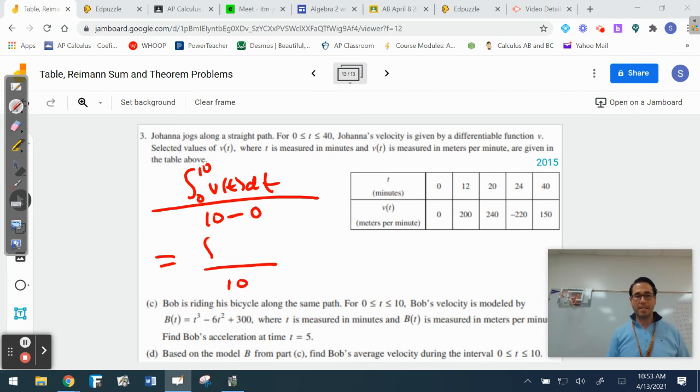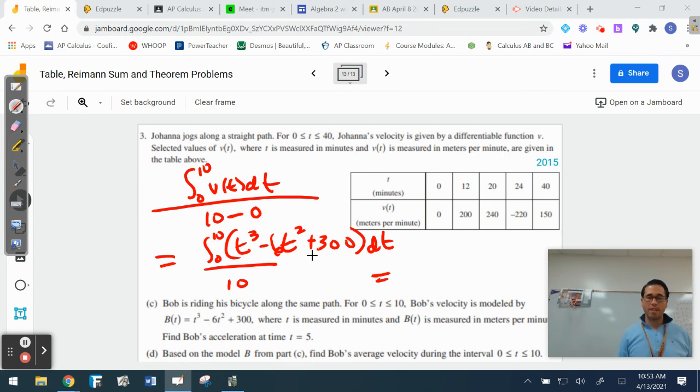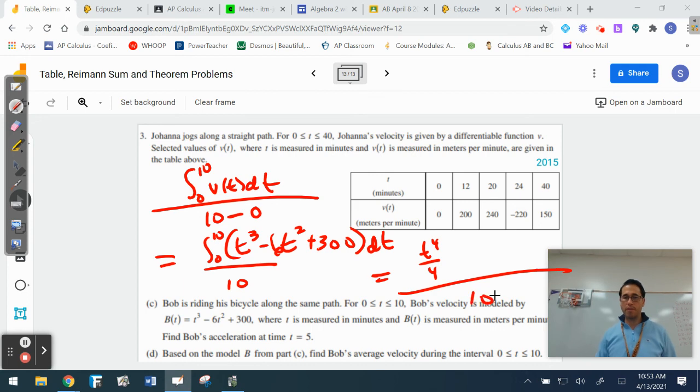10 on the bottom is nice and easy, but on the top, it's going to be t to the third minus, and this is the one that I should have said do it on your own also. But hopefully you guys have bought into what I've asked and you're trying these guys on your own. So on the top, they're just making you do some busy work, some antiderivatives. Antiderivative of t to the third would be t to the fourth over 4. Remember, this is all going to be over 10 at the end, your interval. A negative 6t squared would be negative 2t to the third, and then it would be plus 300. And you're going to evaluate that from 0 to 10.